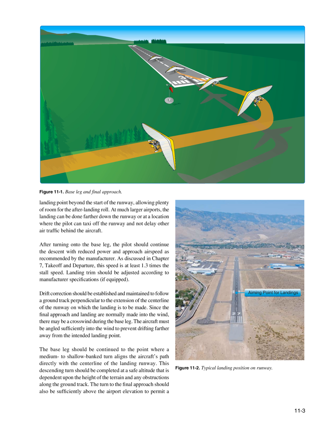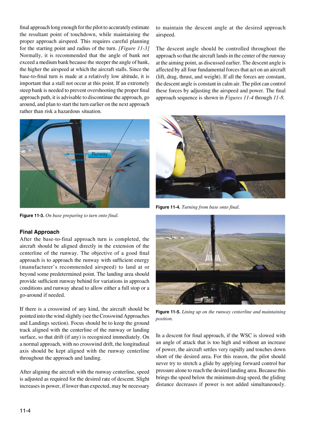The turn to the final approach should also be sufficiently above the airport elevation to permit a final approach long enough for the pilot to accurately estimate the resultant point of touchdown, while maintaining the proper approach airspeed. This requires careful planning for the starting point and radius of the turn. Figure 11.3. Normally, it is recommended that the angle of bank not exceed a medium bank because the steeper the angle of bank, the higher the airspeed at which the aircraft stalls.